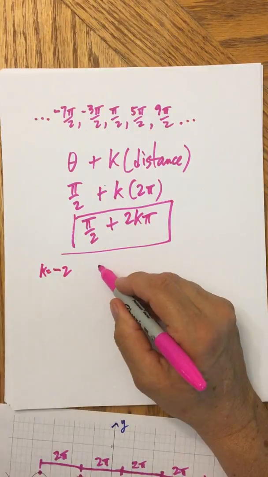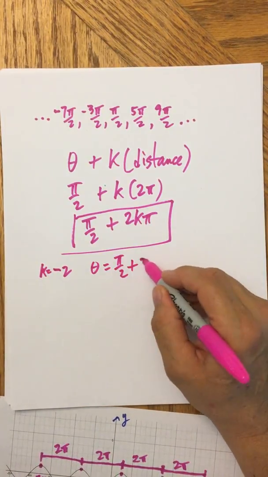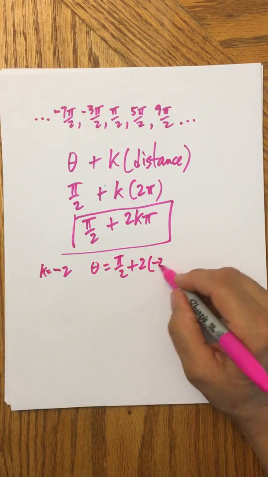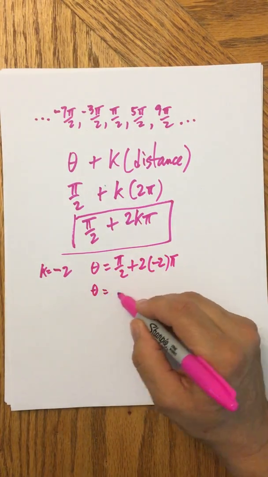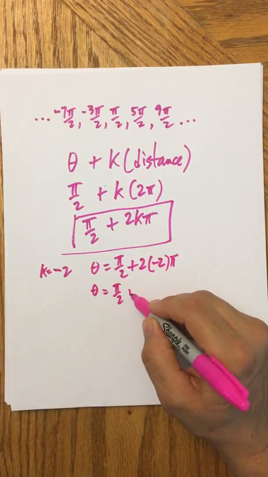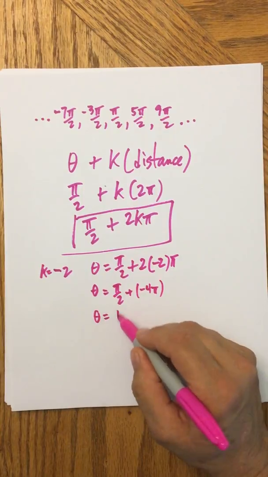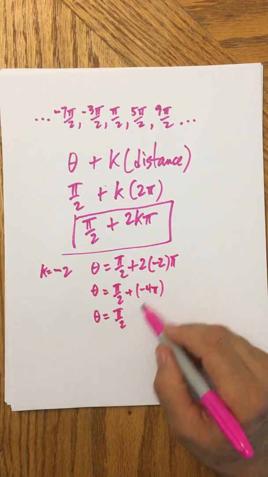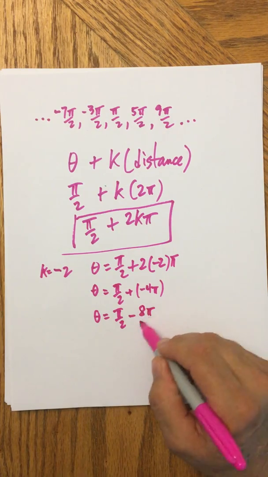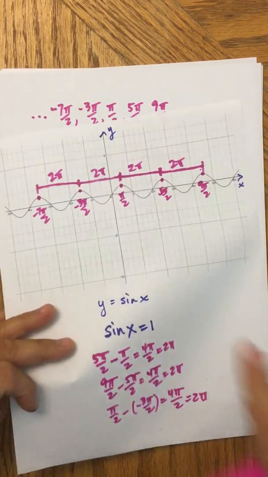So let's try it. So I would have theta then equals pi over 2 plus 2 times -2 pi. Well, that's going to be pi over 2 plus a -4 pi, right? Or pi over 2, let's see, we want to make that 2 over 2, so it's going to be -8 pi over 2. And there's your -7 pi over 2, which is what we expected.